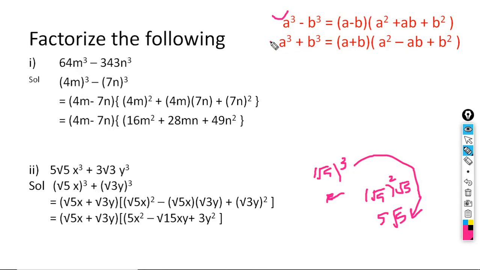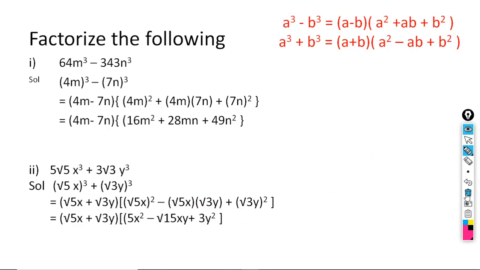We will use the second identity, a cube plus b cube. The first factor is root 5x plus root 3y. The second is a square minus ab plus b square. By expanding this further, root 5x square gives us 5x square, minus root 15 xy, plus 3 times y square, which is the required factor.